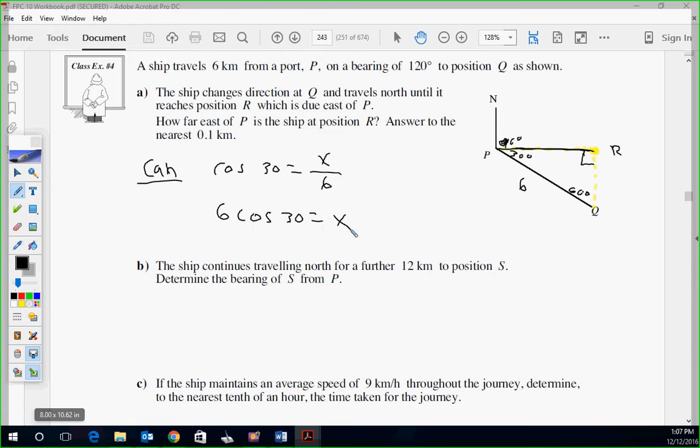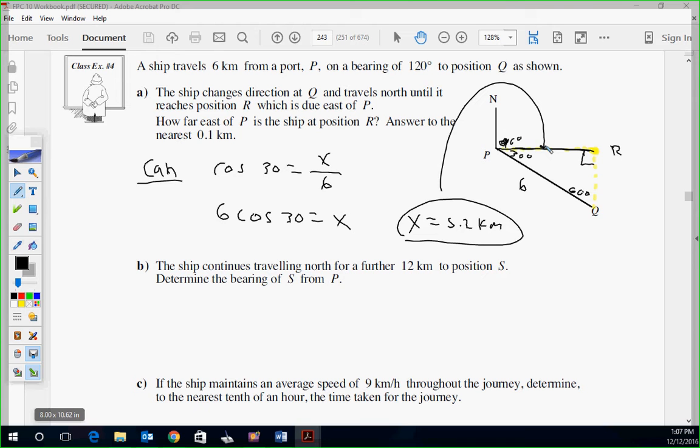The distance ends up being 5.2 kilometers. That's what this distance right there is. Any questions? Okay, let's keep going here.